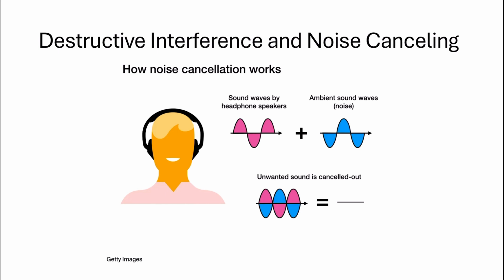When these two sound waves, the noise and the inverted wave from the headphones, overlap, they cancel each other out through a process called destructive interference. As a result, the unwanted noise disappears. In this way, noise-cancelling headphones create a quieter listening environment, allowing you to focus on the sound you want to hear.